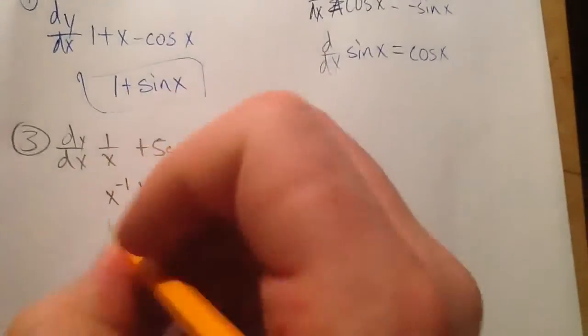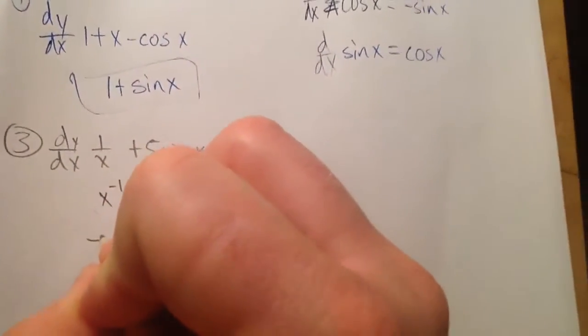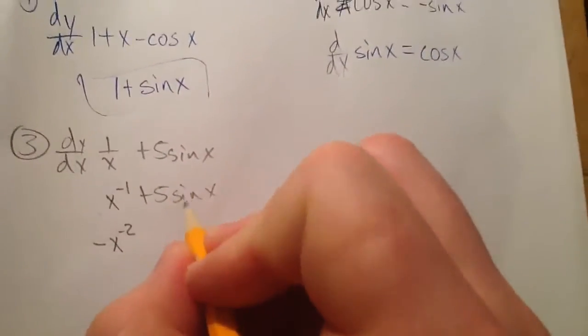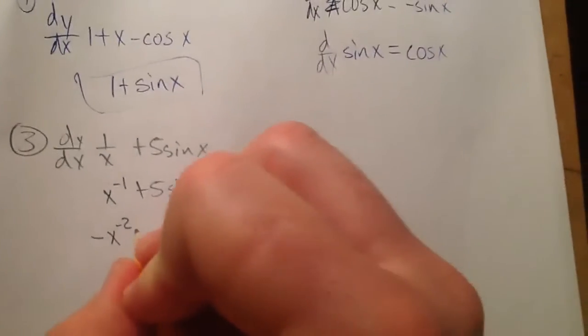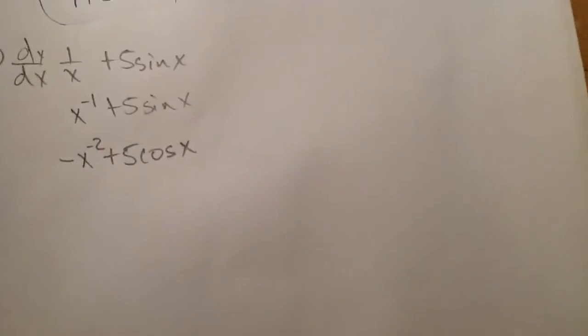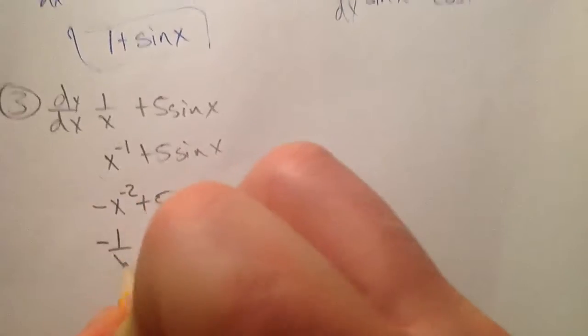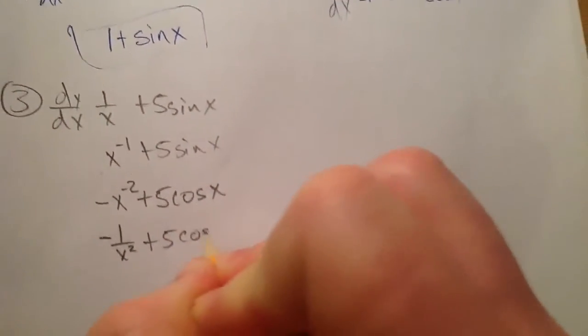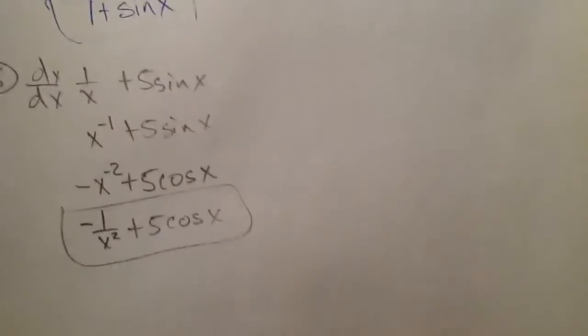Now do power rule there, so that'd be negative 1 x to the negative second power. And then derivative of sine is cosine. The 5 stays out front. So there's your answer. Or you could write it negative 1 over x squared, because that's negative second power. Just move it to the bottom. It's probably a better way of writing it right there.